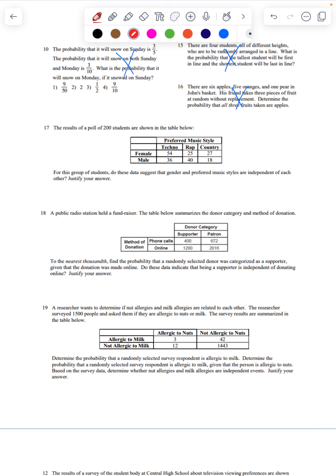First thing you should do when you see problems like this, you should look at the end.